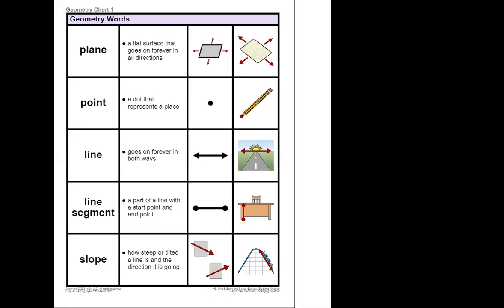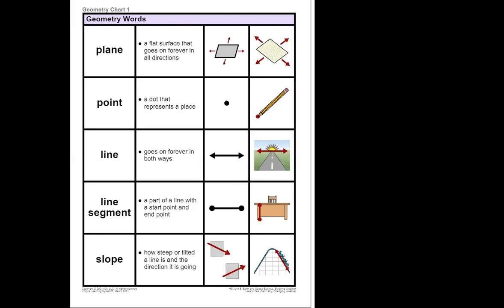So before we start our problems, we gotta learn some very important vocabulary. And if you're in my room, you're gonna be doing some extra work with our vocabulary. So our first word is plane. A plane is a flat surface that goes on forever in all directions.